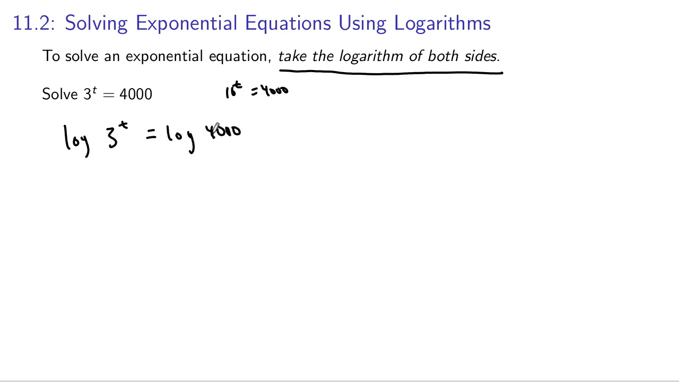And of course the caveat here being that both sides have to be positive, or we have an issue where it's not equivalent. So we could introduce extraneous solutions here, and we could also get the wrong answer if we have a negative. So be careful of the domain of the logarithm when we take the log of both sides. In this case, an exponential is always positive, 4,000 is positive, we're good.